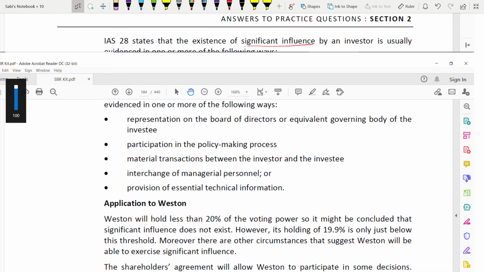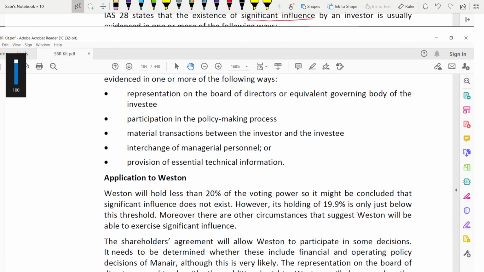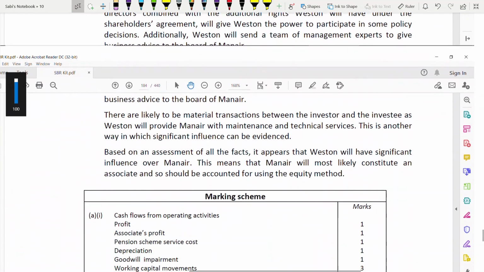So representation on the board of directors or equivalent governing body of the investee. You should have a representation on the board. Participation in the policy making process, you should be able to participate in their policy making. Material transactions between investor and investee, material transactions, not small amounts. Interchange of managerial personnel, maybe you are taking their staff or they are taking staff from you who are in managerial positions, high level, not small level people. Provision of essential technical information, so technical information is required. Now you are applying this to Weston, application to Weston. You have been told these are the ways you can tell whether significant influence exists or not. So now let's see.